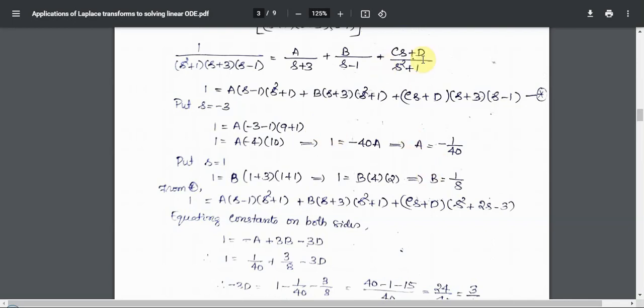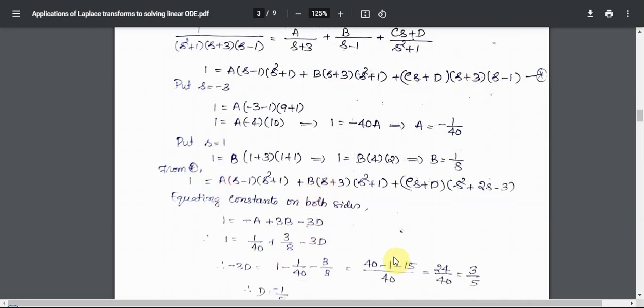I should find out C and D. For that, I will have to take this entire expression and analyze both sides to find the values of C and D. I have taken the same equation, only that this quadratic I have multiplied. S plus 3 into s minus 1 becomes s square plus 2s minus 3. Then I will take the Cs plus D and equate constants on both sides. Wherever there are constants, I will equate on both sides.